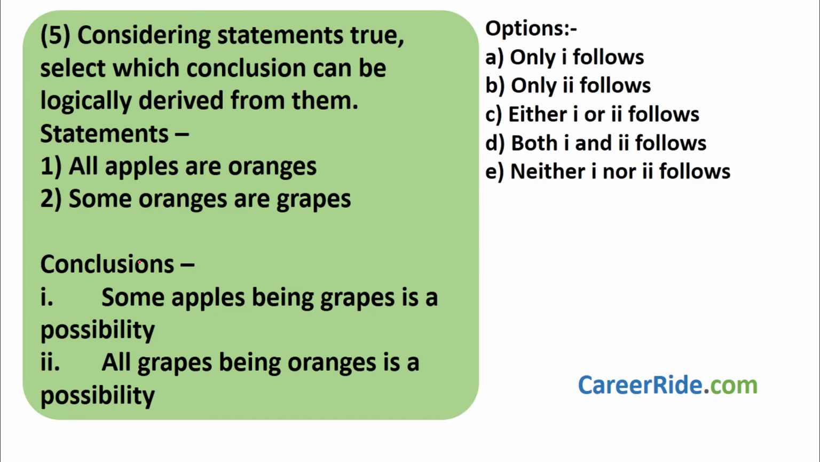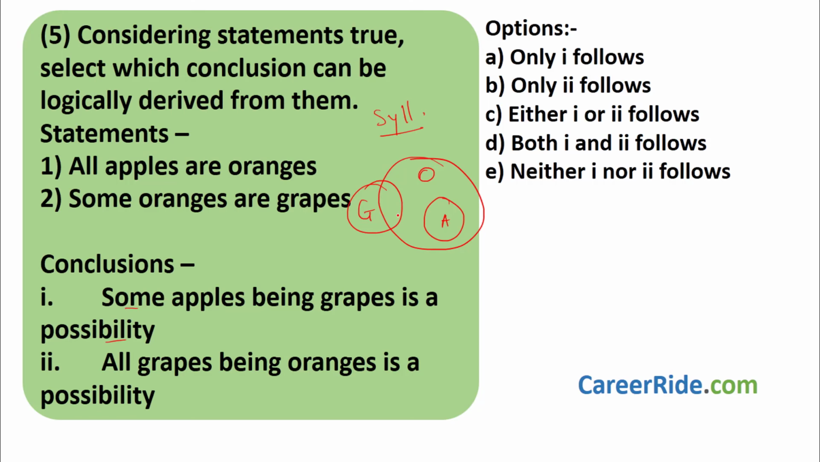Directly looking at the statement conclusion sum possibility, we can say this is a syllogisms sum where it is a possibility kind of sum. So we have to use the Venn diagrams. In Venn diagrams, draw all the possible Venn diagrams. First statement is all apples are oranges. Okay, so all the apples are oranges. We can write it like this. Some oranges are grapes. We can draw it like this. Some oranges are grapes. Conclusion, some apples being grapes is a possibility.